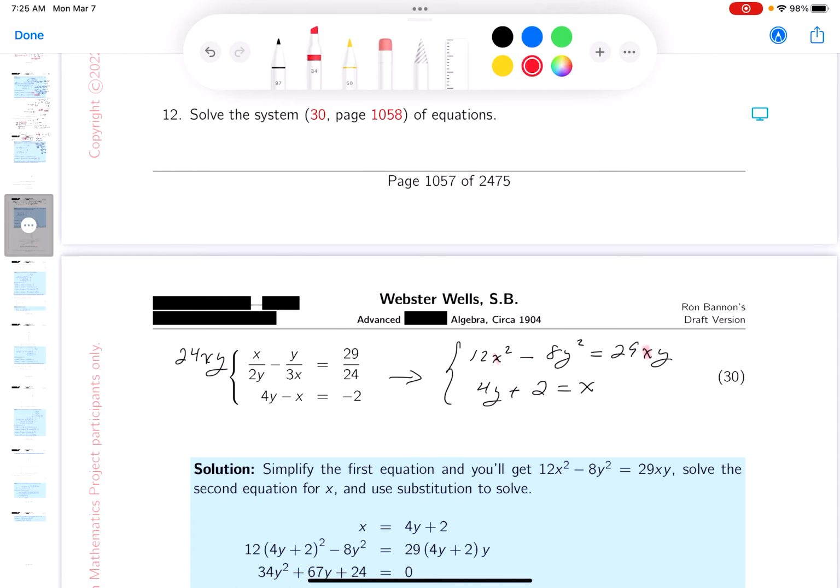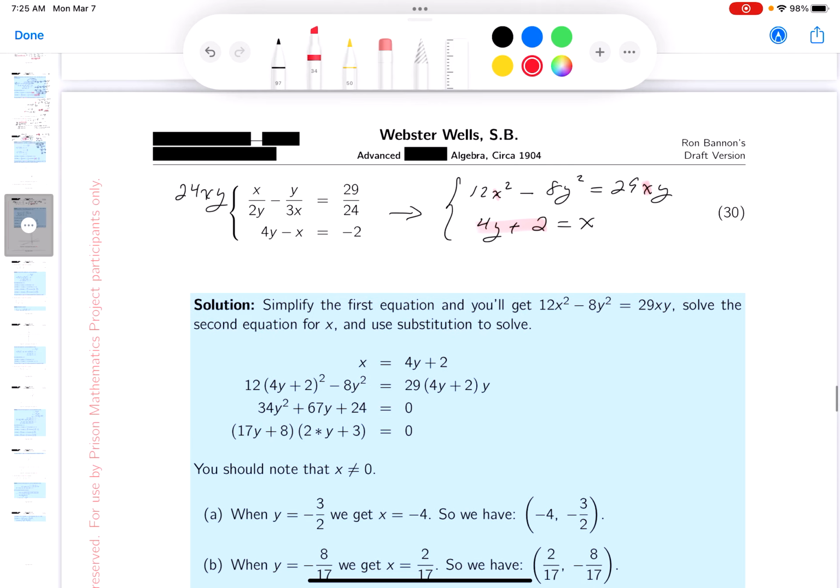in two spots, I'd replace it with this, right? Let me tell you where this stuff is. And I clearly see x equals 4y plus 2. And this is the substitution part, all right? So it's 12 times (4y plus 2) quantity squared minus 8y squared equals 29 times (4y plus 2)y.